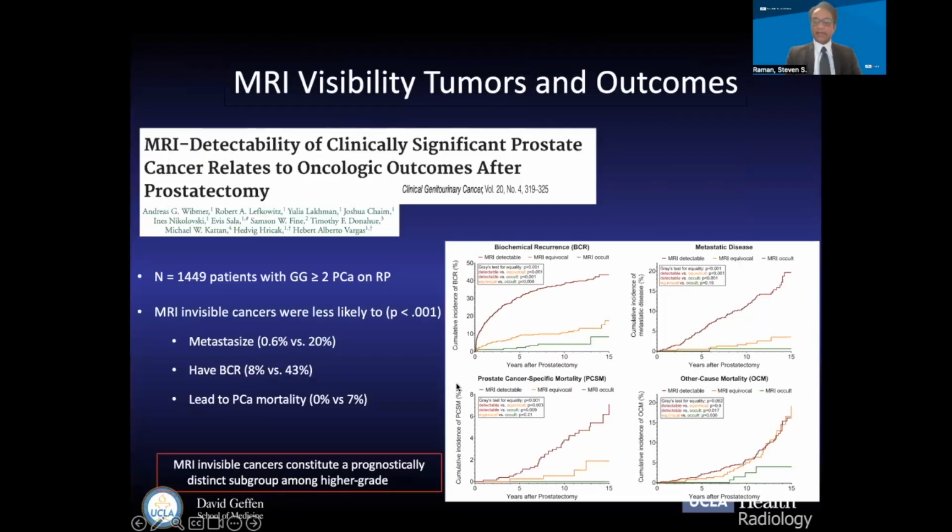And finally, MR visualized lesions have much worse biochemical recurrence patterns, metastatic disease patterns, prostate cancer specific mortality, and other all-cause mortality compared to MR invisible lesions, as in this paper from Sloan Kettering.